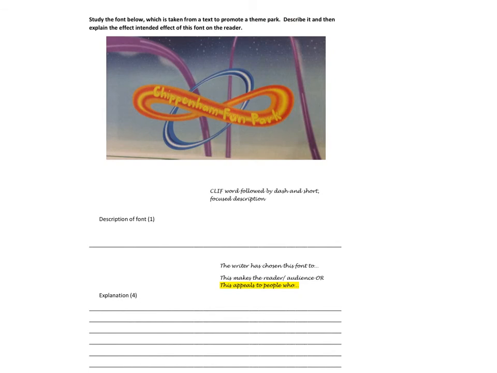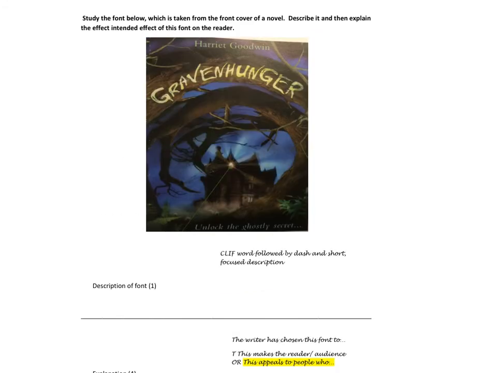Then ask yourself some questions about the font. Why has the author used this very friendly, informal style of font? How might this help the author achieve the purpose? Why is it appropriate for a fun park? Finally, repeat the exercise for your final question on page 36.